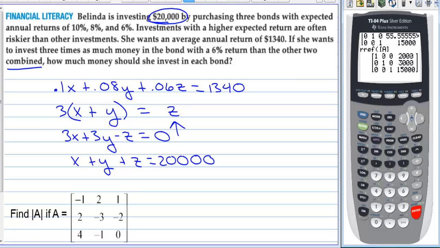So we got to label it somehow. So 10% is 2,000, 8% is 3,000, and 6% is that 15,000. There we go. So if we combine these two right here, 2,000, 3,000, that's 5,000. So yep, we invested 3 times more than that in the 6%. So it all worked out.